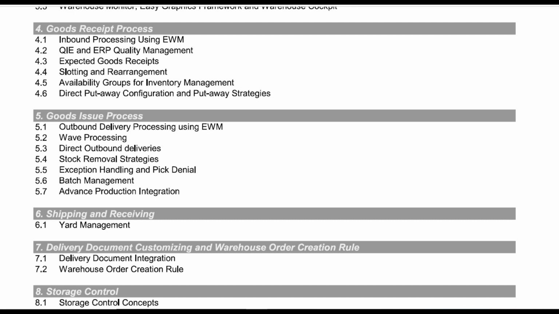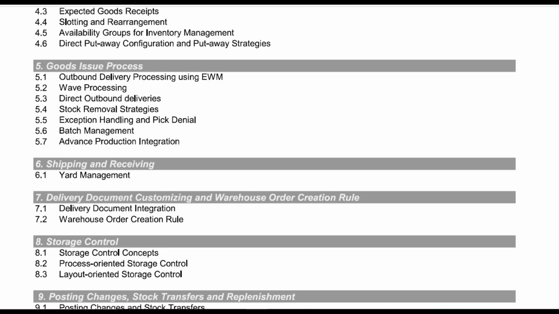We will go through the exception handling process, how pick denial works in outbound, how we integrate outbound with batch management, and we'll also talk about how advanced production integration works with EWM, how we supply parts for production orders, and how we are going to receive the finished products. So these are going to be our basic inbound and outbound processes.